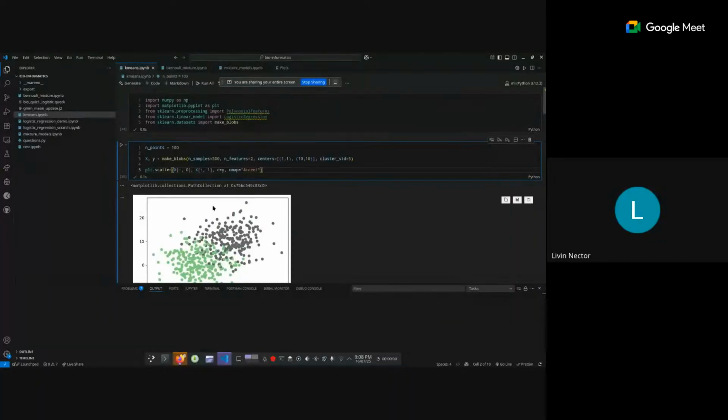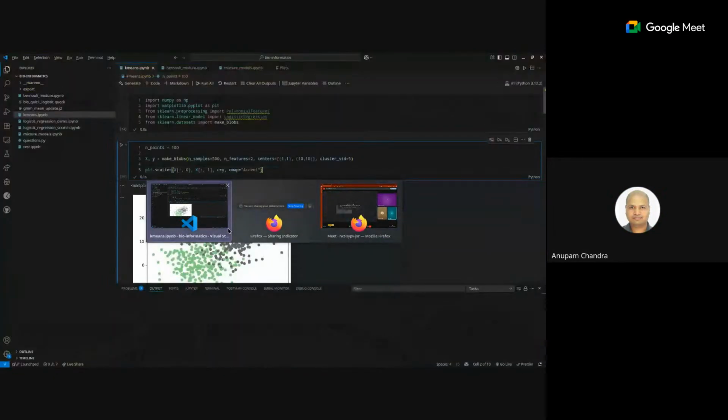Okay, share my screen. Okay, the screen is visible. Am I audible? Yes, it is.